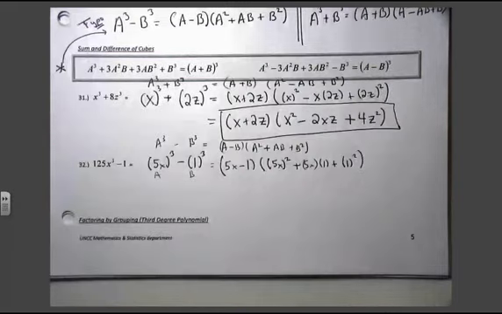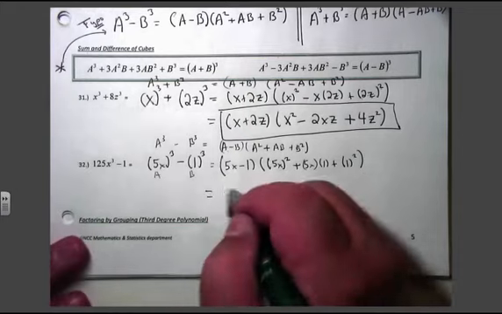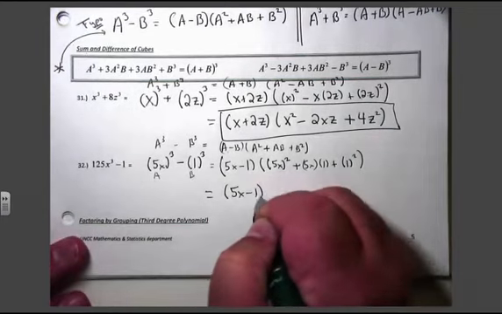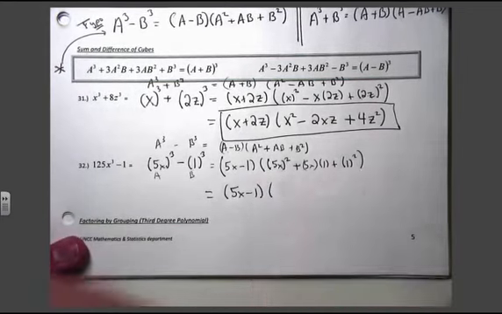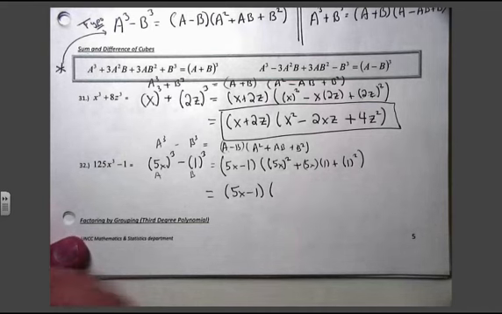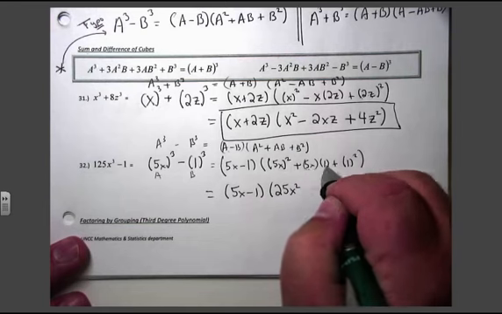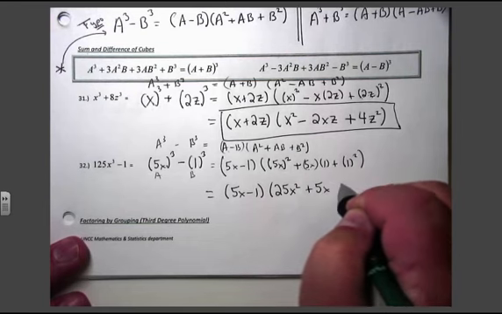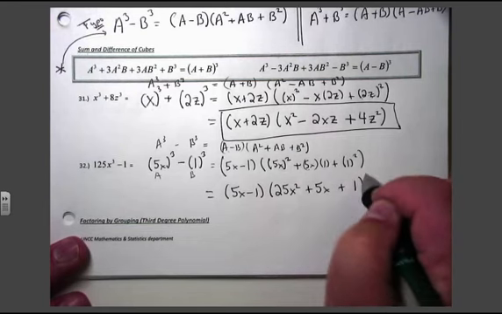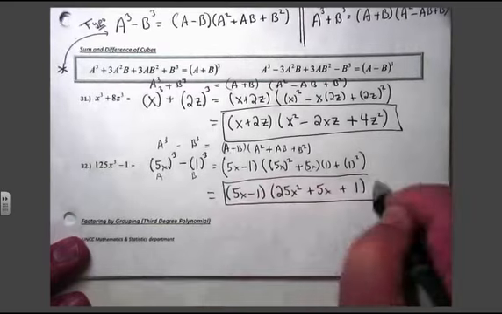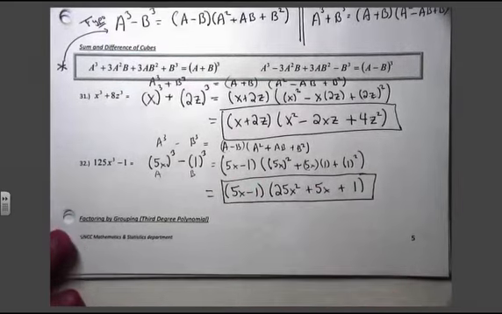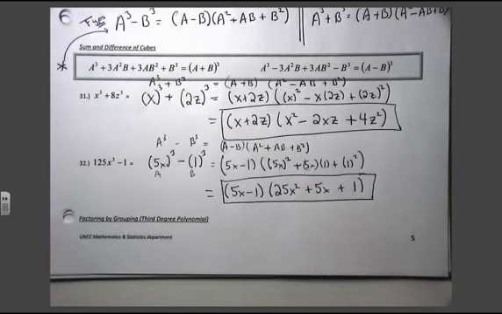And now I'm going to clean up all the stuff inside. So this will be factoring into 5x minus 1 times, what is 5x quantity squared? 5x times 5x is 25x squared. What is 5x times 1? 5x. Plus 1 squared is 1, and there's my solution. And the trinomial part will not factor, don't even waste your time. Does that make sense? Did I lose you anywhere?